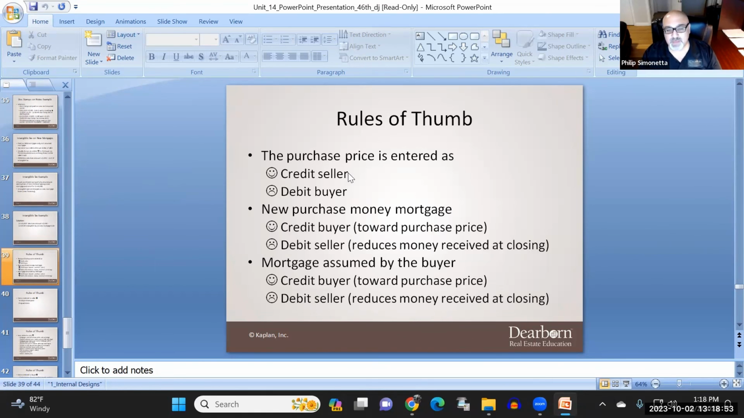Right. If somebody's buying a house and they're getting a mortgage from a bank or paying cash, on the disclosure it's credit to the seller, debit to the buyer for the price. If it's a new purchase money mortgage, where the seller is holding the mortgage, it's a debit to the seller, credit to the buyer because the seller is giving them the money. If it's a mortgage assumed by the buyer, it's a credit to the buyer, but it's a debit to the seller because the buyer is assuming the seller's mortgage. Okay. All right. Good.